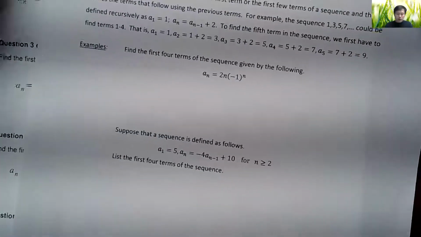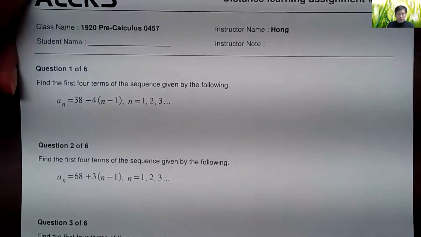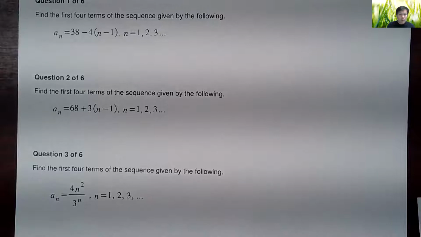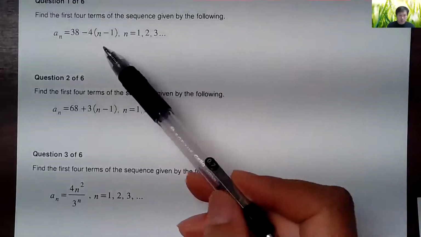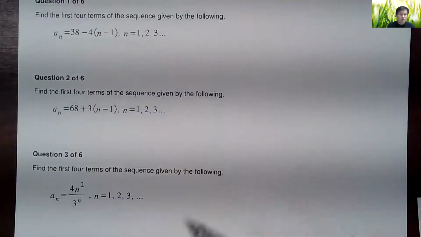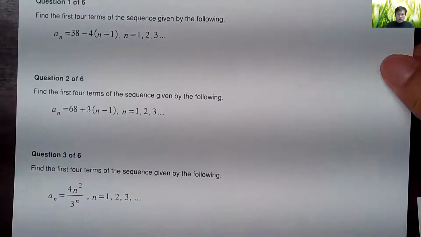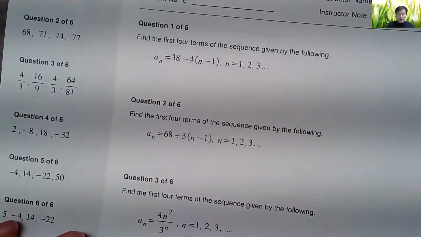You should try a practice question like this. So plug in n equal to 1, n equal to 2, n equal to 3, getting the first 4 terms. Same thing here, same thing here. So pause it, try it, and here are the answers.